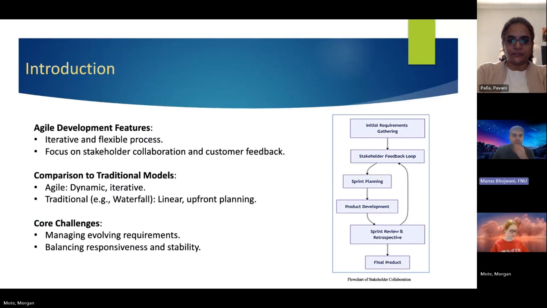So we want to start with an introduction. As you guys can see, there are two features of Agile. One is iterative and flexible processes, and the other is focus on stakeholder collaboration and feedback. The other thing is comparison to traditional models. Agile is dynamic and iterative, whereas traditional models rely on linear and upfront planning. One of the core challenges is managing evolving requirements and balancing responsiveness and stability. These are very exciting things, and we're ready to explore.